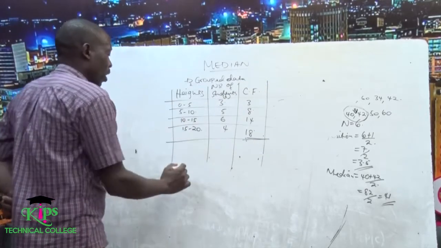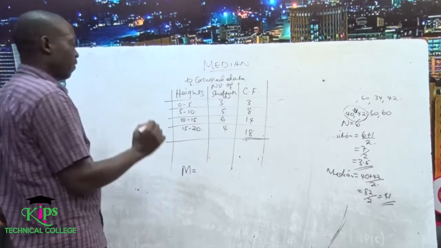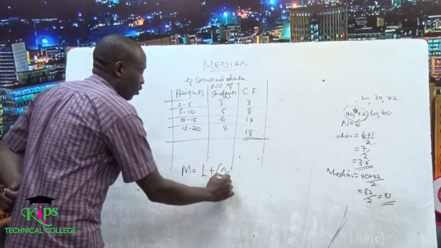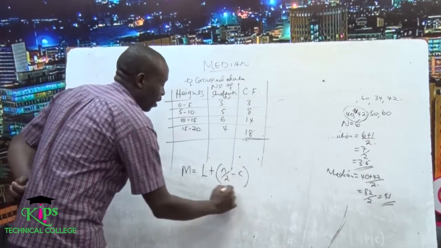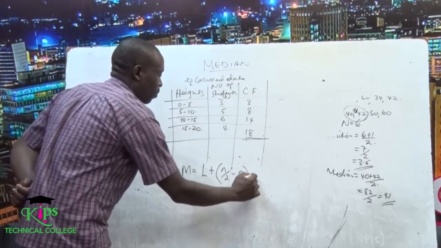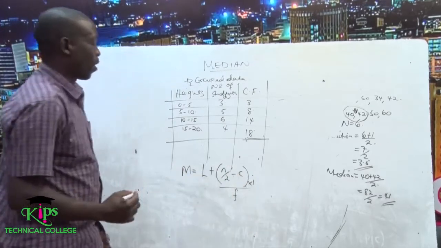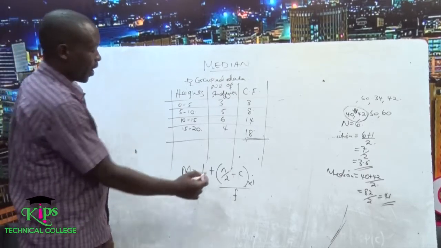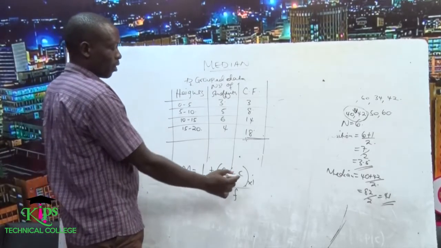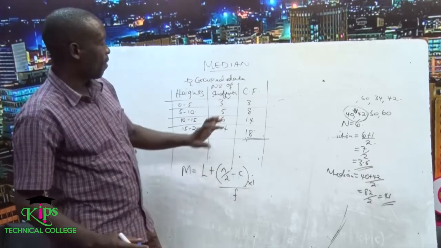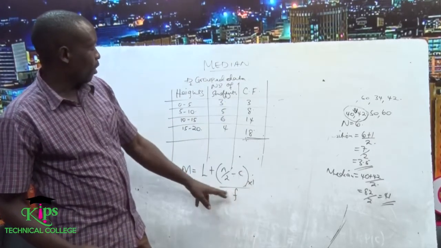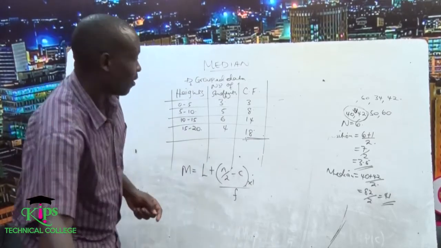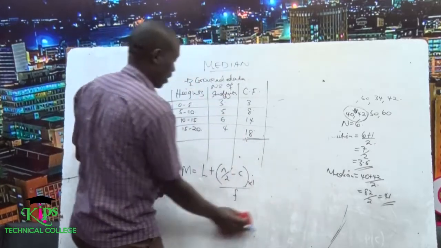And then you can now calculate the median, which is given by the formula L plus, in brackets, n over 2 minus C. Then we divide by F, and then we multiply this part by the I, where L is the lower class limit of the median class, N is the total cumulative frequency, C is the cumulative frequency above the median class, F is the frequency of that median class, and I is the class interval. Let us now get the values for this particular formula.